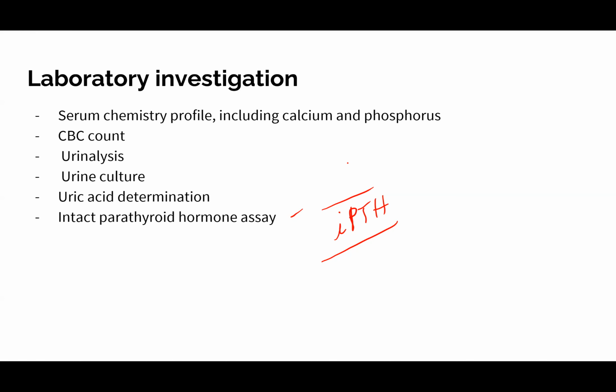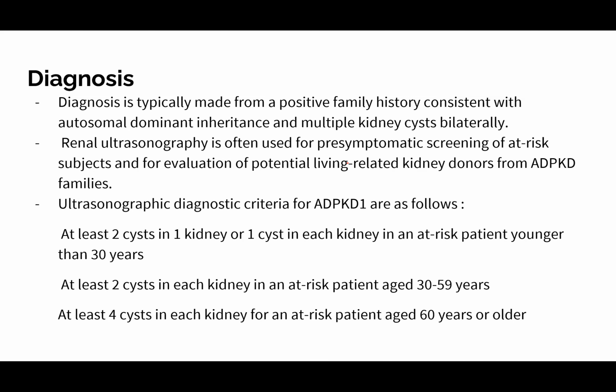To rule out renal osteodystrophy. Diagnosis is typically made from a positive family history consistent with autosomal dominant inheritance and multiple kidney cysts bilaterally. Renal ultrasonography is often used for pre-symptomatic screening of at-risk subjects and for evaluation of potential living-related kidney donors from ADPKD families. Ultrasonographic diagnostic criteria for ADPKD1 are as follows.